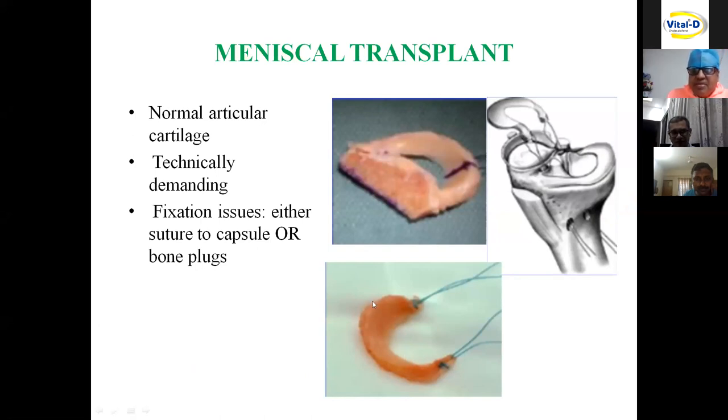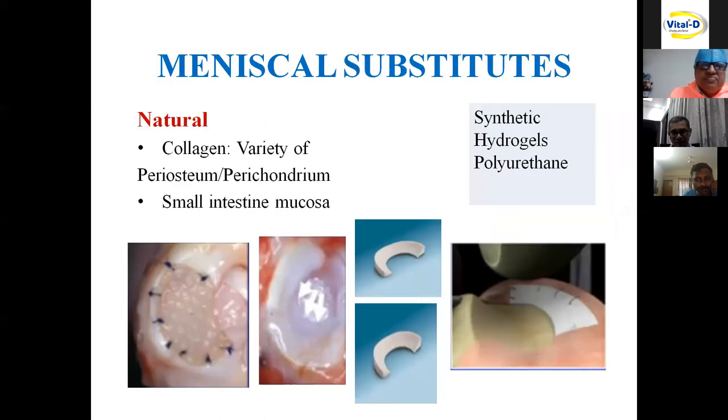Human meniscus is being transplanted from one human to another, but there is also an artificial meniscus that has been transplanted now, only to reduce the degenerative change and early osteoarthritis. There are some meniscal substitutes also, collagen, periosteum, small intestine and mucosa, but this is mostly theoretical. There are hydrogels, and polyurethane is also present.